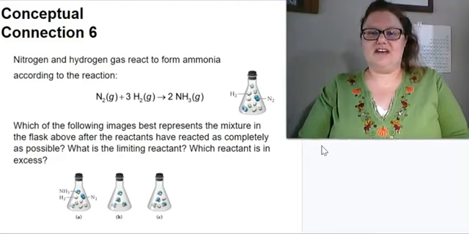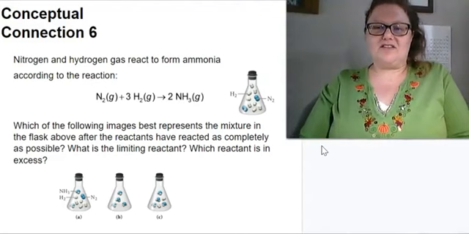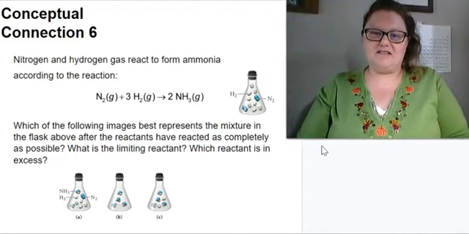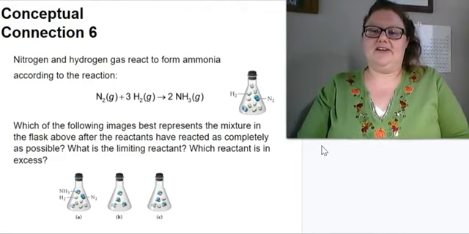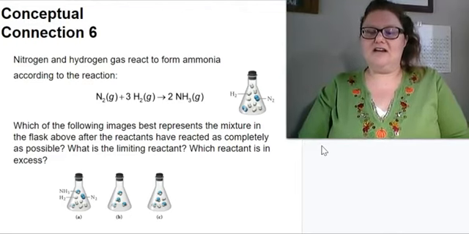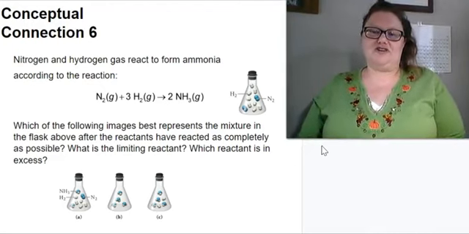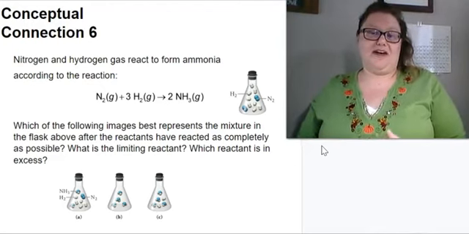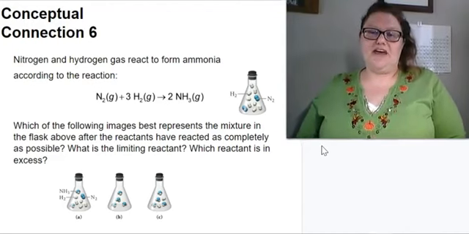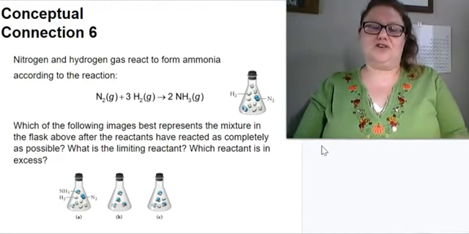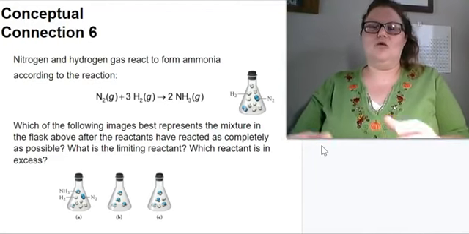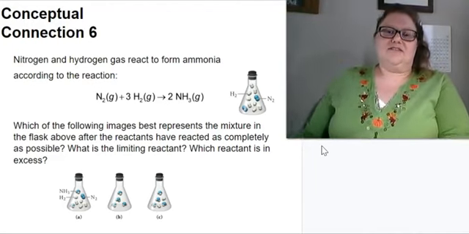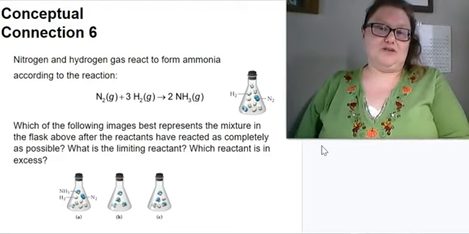For this conceptual connection, it's a little tricky, so let me clarify something here. We're given a balanced equation of how this reaction takes place. Nitrogen and hydrogen come together and make ammonia. And you can look at the flask there off to the right. Count how many nitrogen and hydrogen molecules are in that flask. That's your certain conditions, your special values to use that you're given with this balanced equation to figure out how much ammonia we'll make.